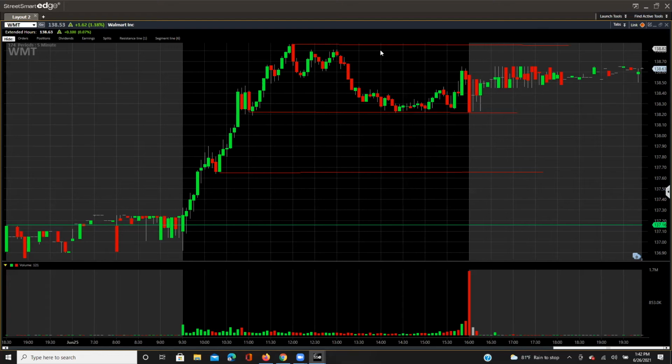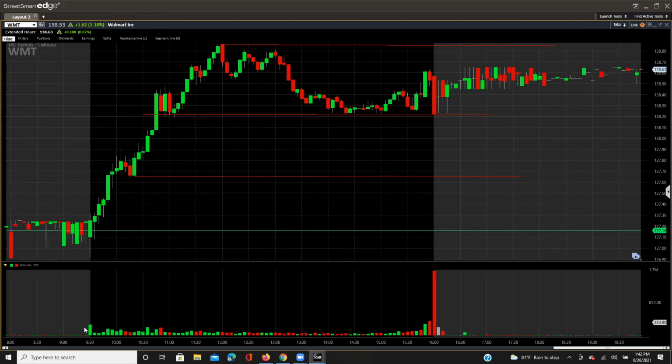And then after it established that resistance area, it came back down. But where did it come down to? It came down to the first area that it held off of that first move up during the day. So we can see that this area is going to act as support. And this is what we want to see hold for a support level come Monday morning. And if prices are anywhere below here, then we could expect these prices to come back to 137.64, 137.16.